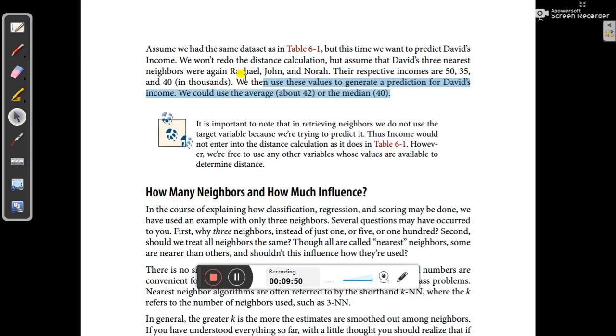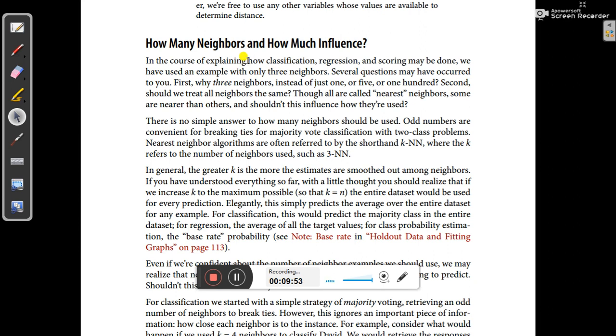income of David. So how many neighbors and how much influence? That is a very big question. In the course of explaining how classification, regression and scoring may be done, we have used an example with only three neighbors. Several questions may occur to you. First, why three neighbors instead of just one or five or 100? Second, should we treat all neighbors the same? Though all are called nearest neighbors, some are nearer than others. Should this not influence how they are used?